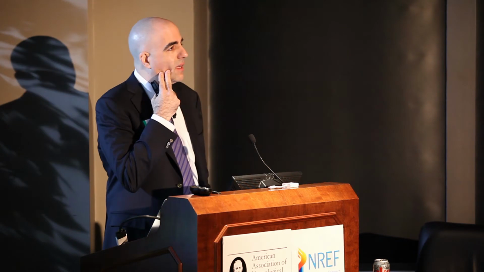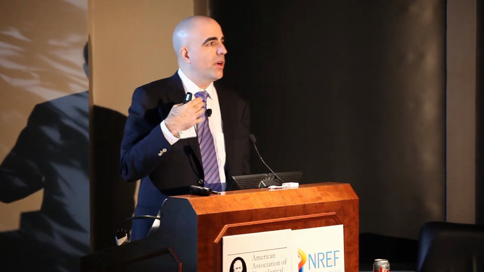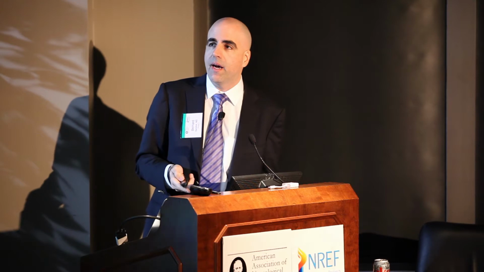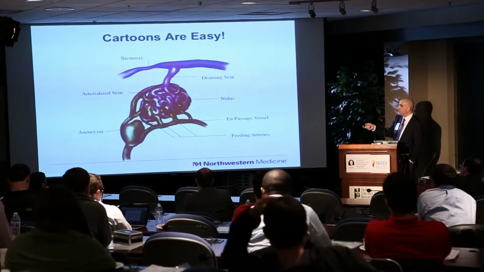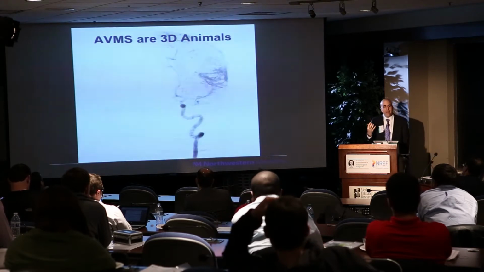I think the real secret sauce in understanding AVMs is actually on the venous side. Venous stenoses, I think, affect the natural history of AVMs. They can also affect treatment planning and so on. So pay special attention to the venous side. Don't forget that. But remember that AVMs are actually three-dimensional animals.